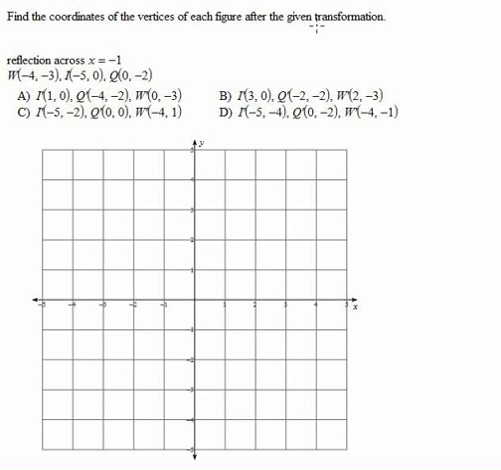This problem is asking for a transformation. And the kind of transformation is a reflection. So we're going to reflect it across our line of reflection. And the line of reflection in this case is x equals -1.